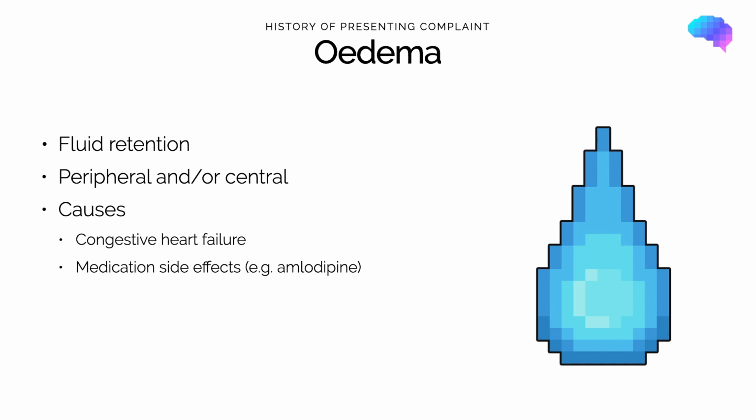Patients with pulmonary edema often present with shortness of breath, a rattly chest, and reduced exercise tolerance. Pulmonary edema is typically caused by left ventricular failure, whereas right ventricular failure typically causes peripheral edema.